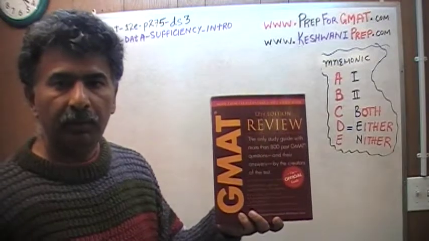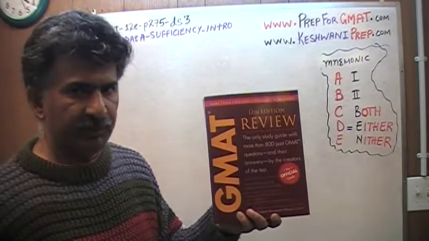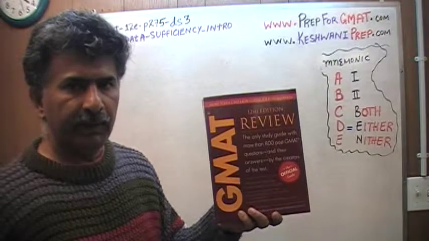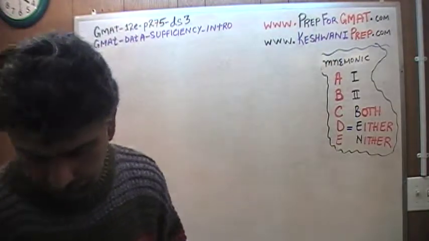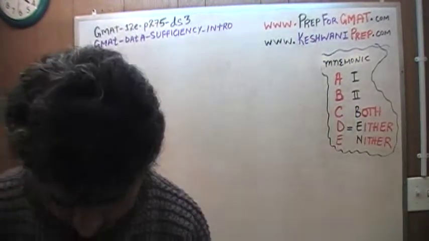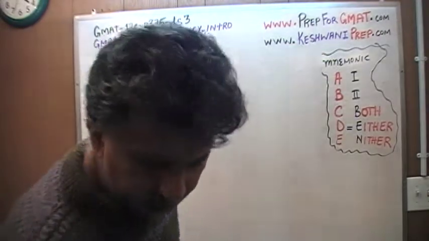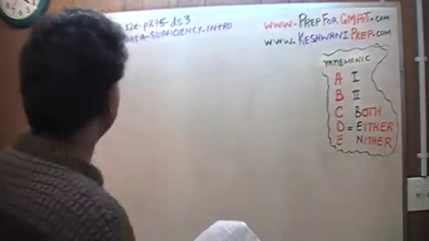I have been solving GMAT data sufficiency problems out of this book here, GMAT Review, the Official Guide, the 12th edition. If you do not own this book already, purchase one immediately. You should be able to find it at mba.com. The problem that I'm about to solve is the one that you're going to find on page number 276, the very first problem on page 276.